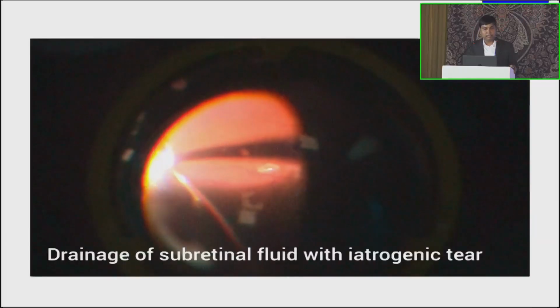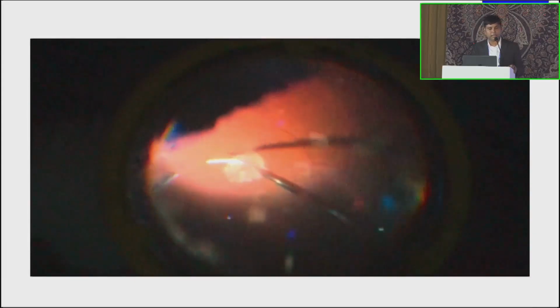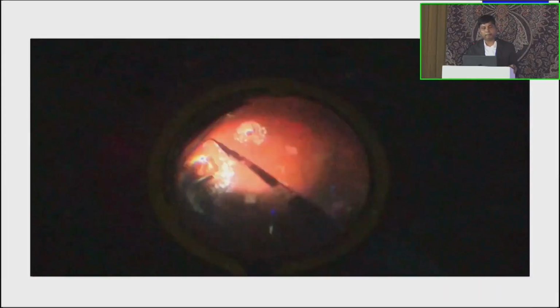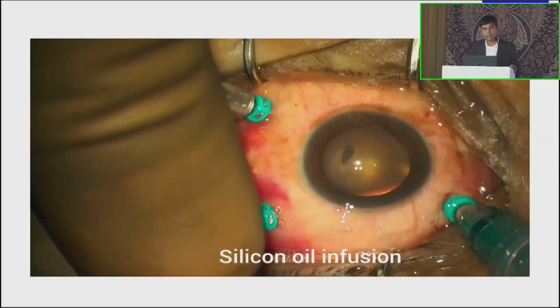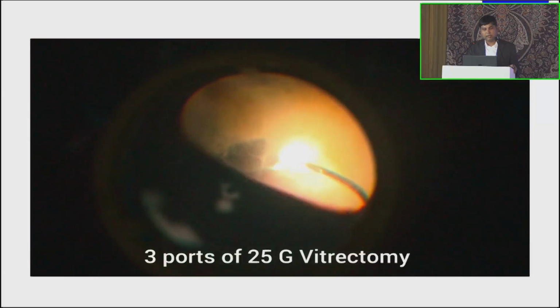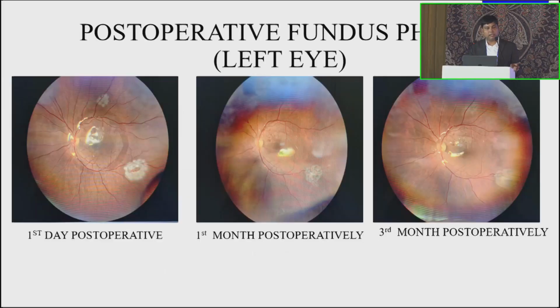After that, we saw a serous retinal detachment in the temporal periphery, for which we made an iatrogenic tear. After that we applied endo laser to the tear, and after fluid exchange, oil injection was done. In post-operative care, topical steroid and antibiotic were given, and close follow-up of IOP measurement, PVR changes and retinal status was done. This is after the first post-operative day. In the pictures, the retina is attached, the disc and macula appear normal, and the laser marks to the tears are present.